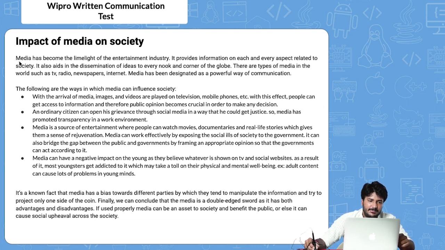Initially what she's saying is, media has become the limelight for the entertainment industry. Okay, she's introducing the topic. The AI system is able to understand. Perfect. It provides information on each and every aspect related to society. It also aids the dissemination. Again, what she has done here is she has written the wrong spelling of dissemination.